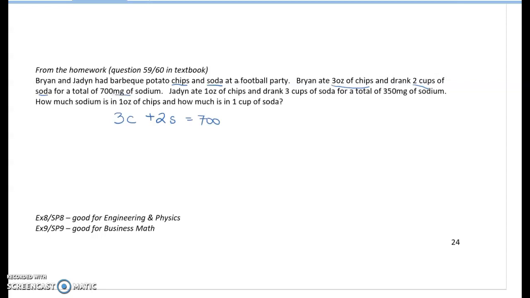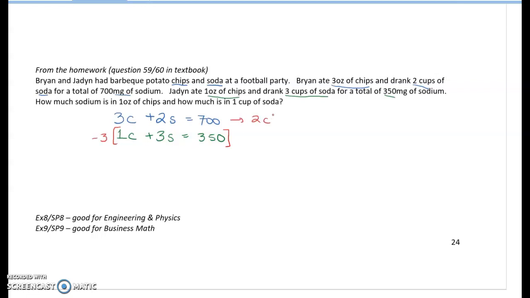And then for the second equation, 1 ounce of chips, so that's just 1C or just C, plus 3 cups of soda, so 3S, was 350 milligrams. So these are a little easier to set up, but I just wanted to remind you of how to do it. And then again, you can use substitution or elimination. I'm going to go ahead and use elimination here. I'm going to multiply the bottom by -3.